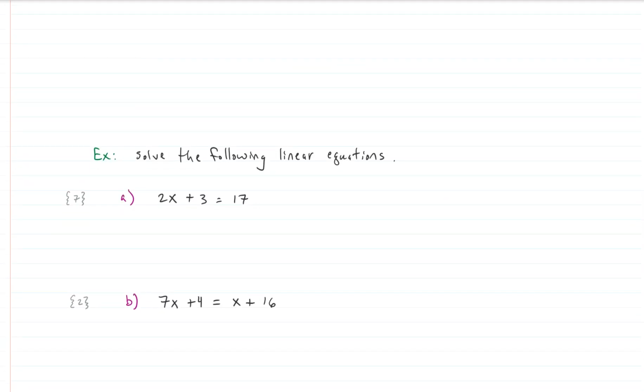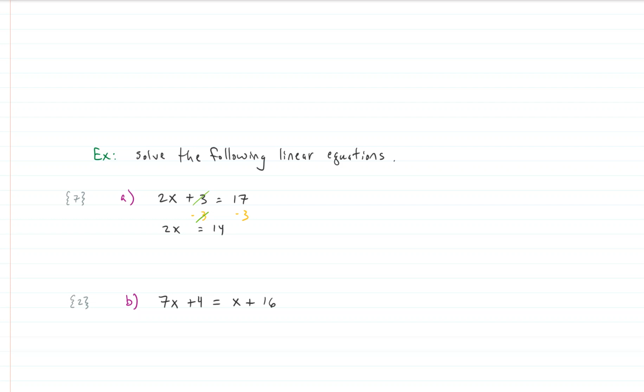Let's do some examples. Here we have example A. It is 2x plus 3 equals 17, and we're asked to solve this linear equation. If we're going to do this, we need to isolate the variable, right? The variable is in the 2x term. So we'll start by subtracting 3 from both sides. That gives us 2x on the left, the 3's cancel, and 17 minus 3 is 14.